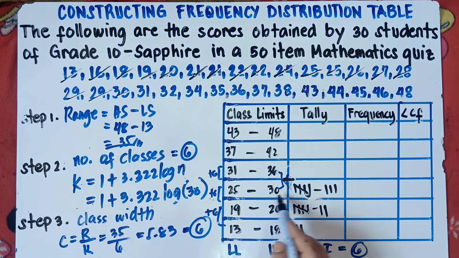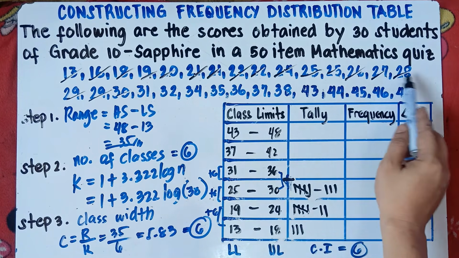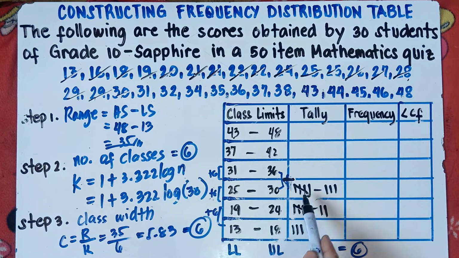So let me count. 25 to 30. 1, 2, 3, 4, 5, 6, 7, 8. So we have 8 for the tally. So be careful, class, for the tally.